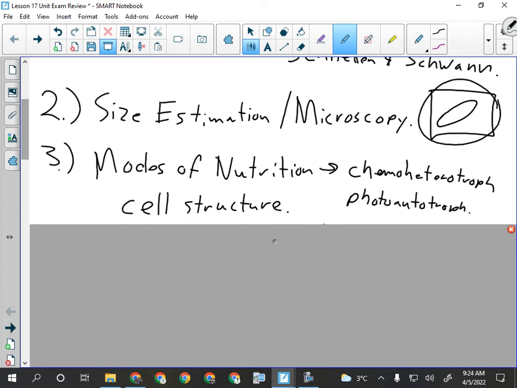Most of the multiple choice questions will be just strictly recall, like what's a chemoheterotroph, what's a photoautotroph. But there's also going to be some questions about how an organism's mode of nutrition affects its cell structure. That was something we went over more than once. Photoautotrophs are going to have cell walls and chloroplasts, and chemoheterotrophs are going to have different structures. That's the kind of thing you're going to need to be able to explain.